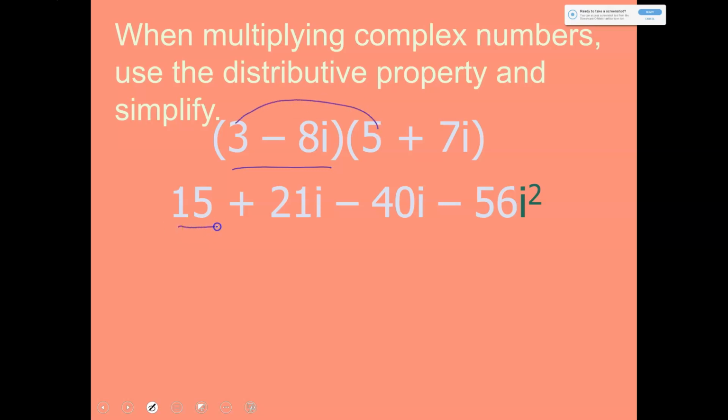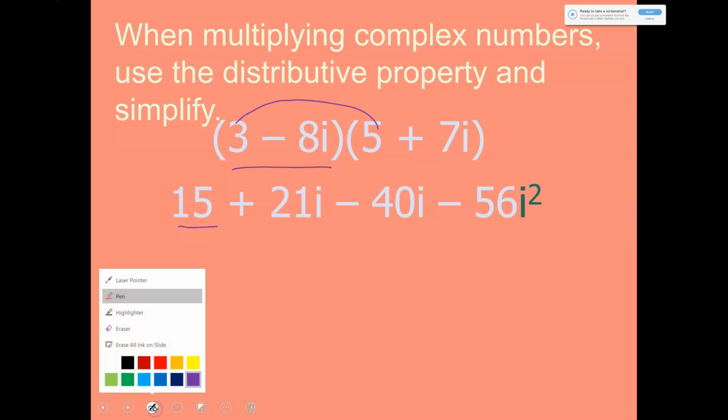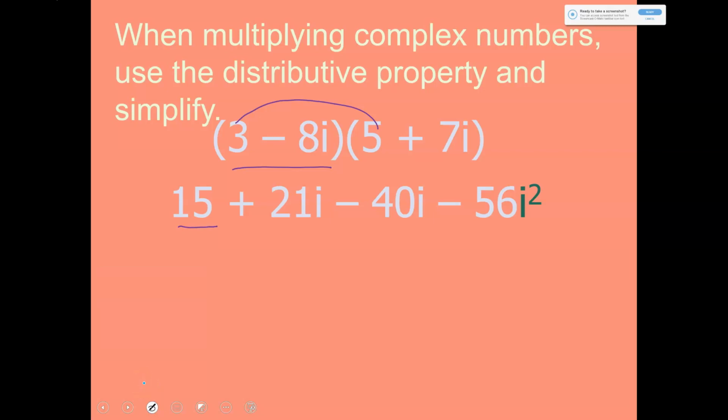So here we would double distribute, and how we got that 15 is we said 3 times 5. That gave us the 15. Then we said 3 times positive 7i, and we got the 21i, because 3 times 7 is 21, and then you just bring your i down, okay? Then, so that's one distributive property. Now we got to do the double, so we're going to do it again, and we're going to distribute the negative 8i. So negative 8 times 5 gives you the negative 40, and then you bring the i down.